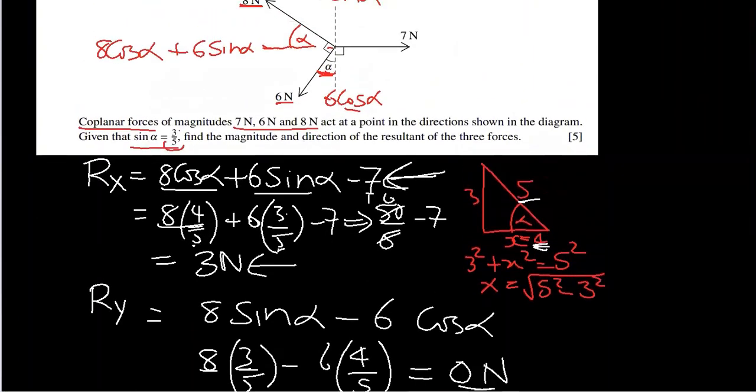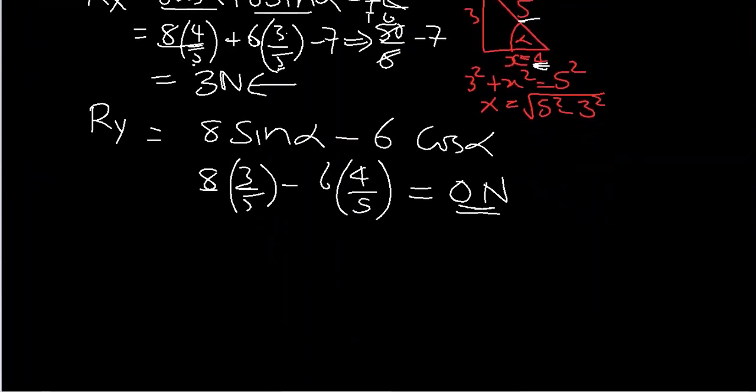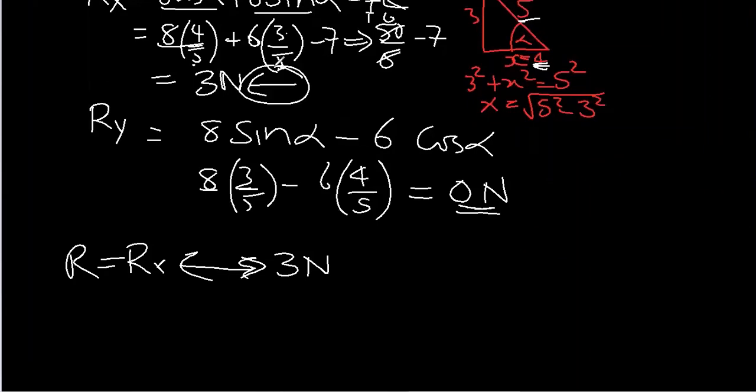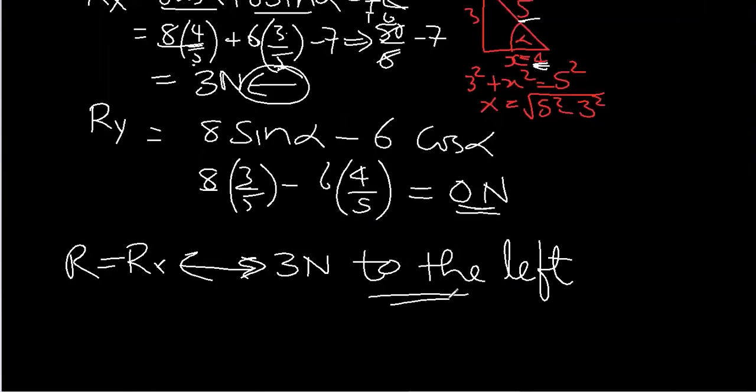That means it becomes so easy now. We have a resultant force, Rx is actually your resultant force, which is 3 newtons, not to the right, it is to the left. Yeah, that's what we got, left. 3 newtons to the left. So we found the magnitude as well as direction. That's it.